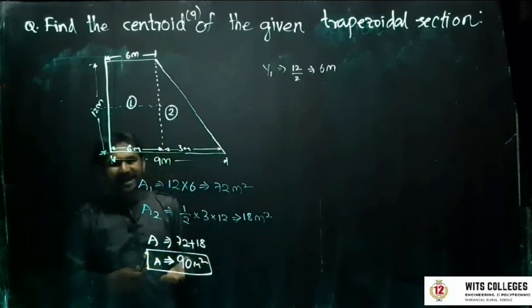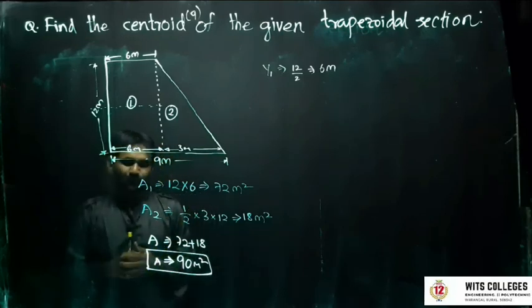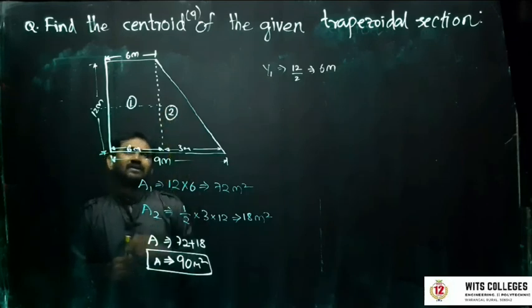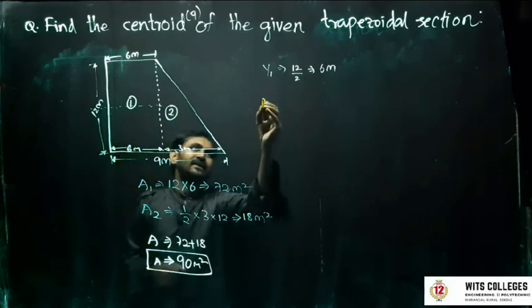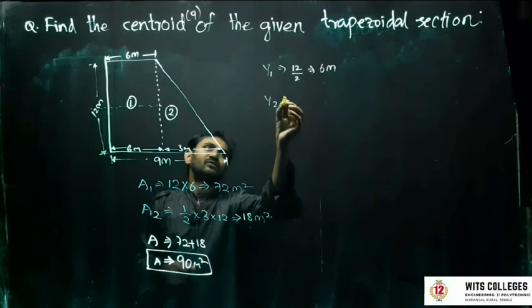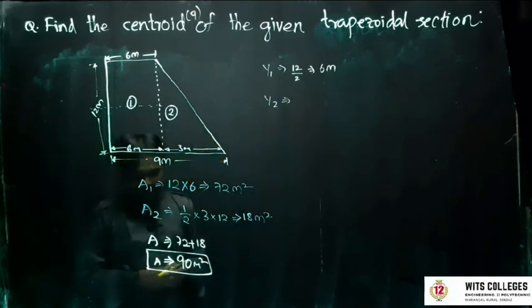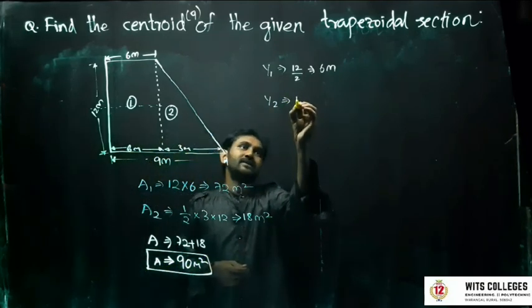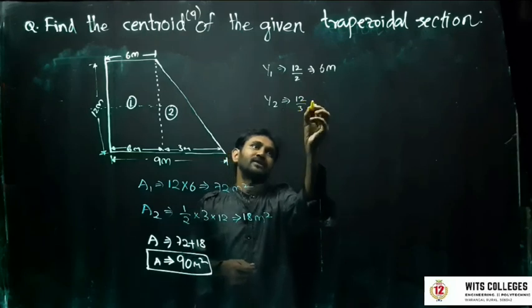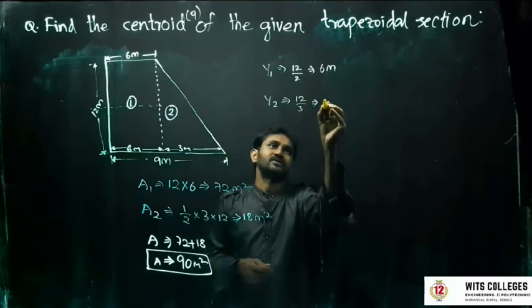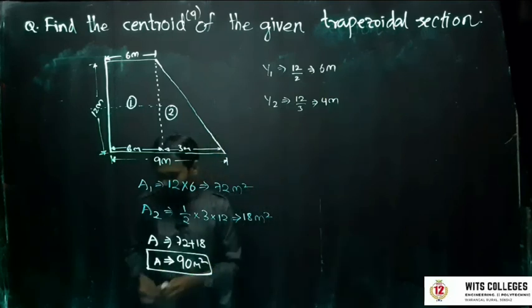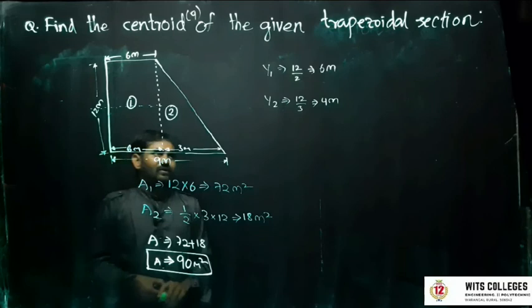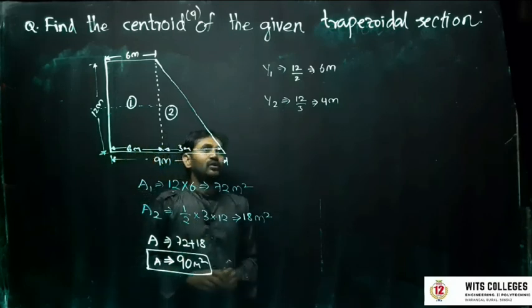Similarly I have to calculate y2. If it is a rectangle, directly you can do b by 2, but this is a triangle. For a triangle, again you will be having a formula. What formula? That is h by 3. So h by 3 means 12 by 3. From that you will get the centroidal position. This is 4 meters. You got A1, you got A2, you got capital A, you got Y1, you got Y2.